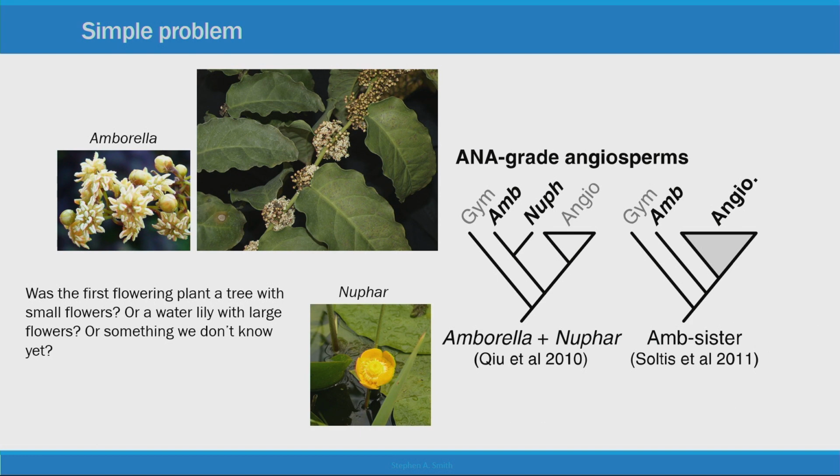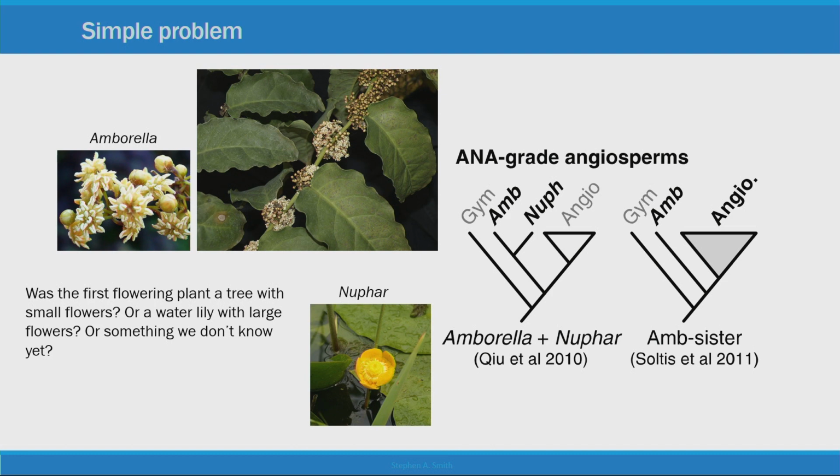So one question that we have in biology, I told you how to start a fist fight for animal biologists. This is the way to start a fist fight for plant biologists. If you went back 100 years and you said one of these alternatives, you would definitely get in a fight. The question is basically, was the first flowering plant a tree with small flowers, or was it a water lily with large flowers?